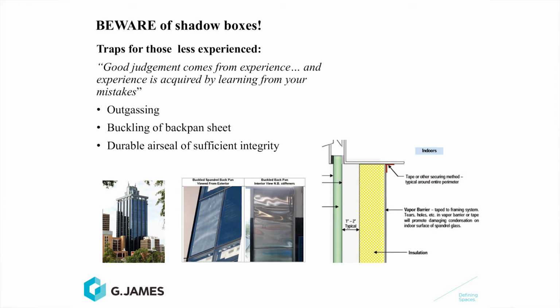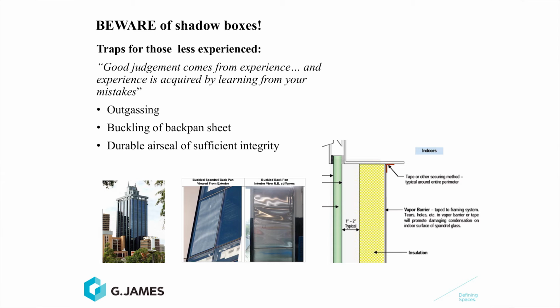So there's some other traps regarding shadowbox problems that can happen for the less experienced. G. James has been in operation for 100 years. Hopefully we've learned a bit from our mistakes in that time. Sure we have. One of the big problems that we learned was that outgassing occurs from materials inside shadowboxes at the very high temperatures that they're subjected to.